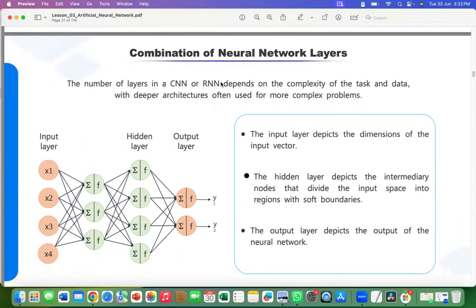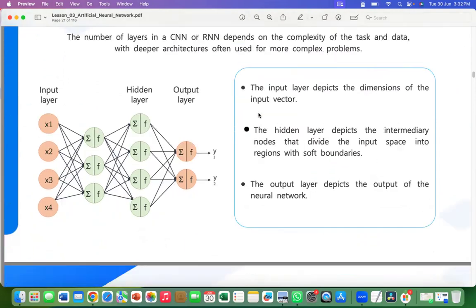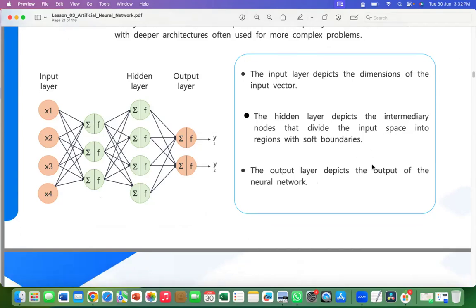Right, then combination of neural network layers. The number of layers in CNN or RNN depends on the complexity of the tasks and data, with deeper architectures often used for more complex problems. Input layer, hidden layer, output layer. The input layer depicts the dimension of the input vector. The hidden layer depicts the intermediary nodes that divide the input space into regions without soft boundaries. The output layer depicts the output of the neural network.